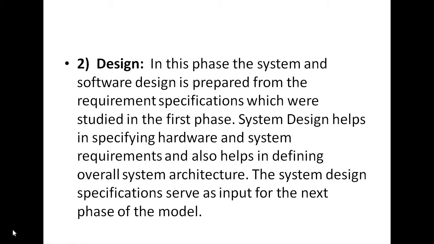Second step in the cycle is the design step. In this phase, the system and software design is prepared from the requirement specifications which were studied in the first phase. System design helps in specifying hardware and system requirements and also helps in defining the overall system architecture. So in the design phase, they will develop an architecture for the system, or a blueprint for the system. The system design specifications serve as input for the next phase.